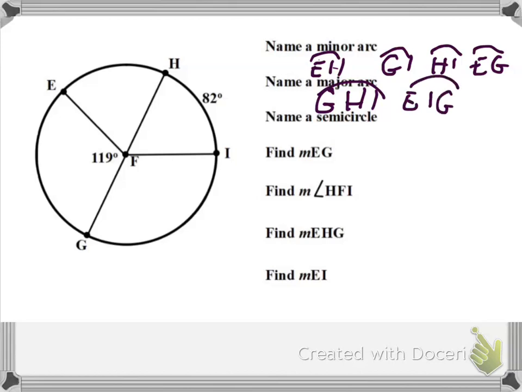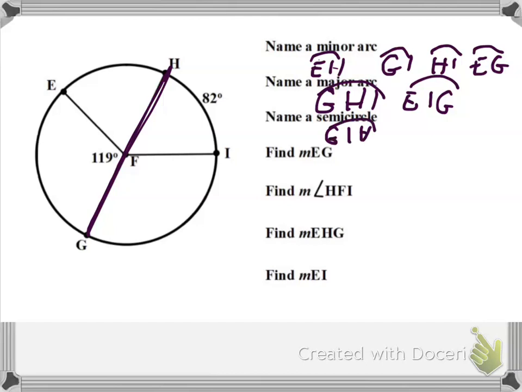All right. Okay, so let's see here. We want to name a semicircle. Well, GH is a straight line, which means that that is 180 degrees. And so we could go either side of that. We could either go GEH or GIH. Either one is fine. I'll go GIH because why not?